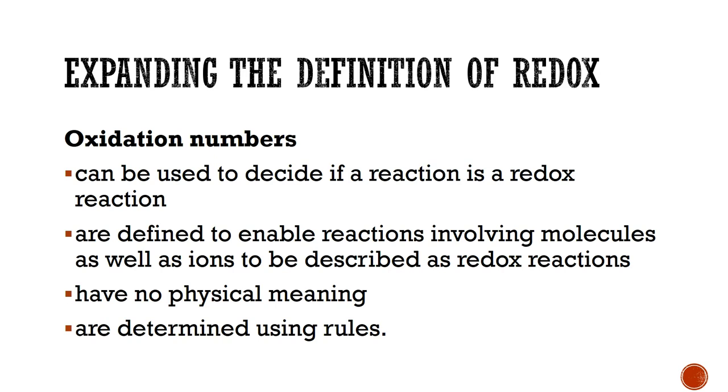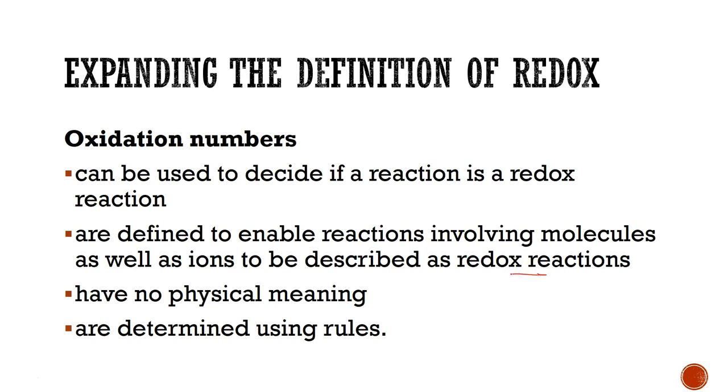In order to deal with that, we need to expand yet again on our definition of redox, and hopefully you're getting an idea here again of that idea of TOK, where our models expand and change as new information comes to light, or perhaps they need to be refined when the previous model doesn't fit the knowledge that we've developed in an area. So oxidation numbers have been created by chemists in order to decide if a redox reaction is occurring. They're defined to enable reactions involving molecules as well as ions to be described as redox reactions.